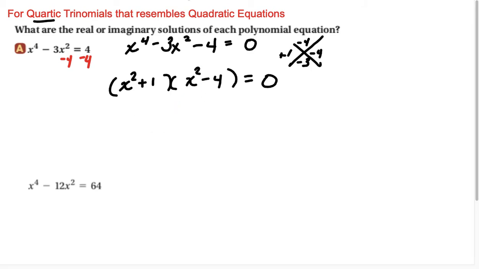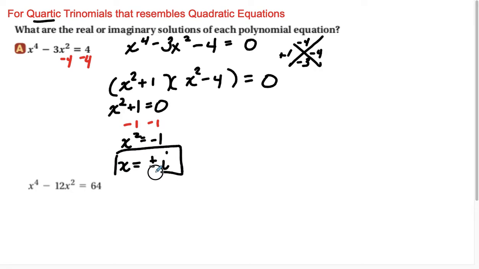Okay. All right, then from here we can identify if it's a real solution or imaginary solution, and what they are. So if x squared plus 1 is equal to 0, this is going to have an imaginary solution, because if I subtract 1 from both sides, we get x squared is equal to negative 1, giving me two imaginary solutions, plus or minus 1i. All right. So this solution will never cross the x-axis because it is imaginary.